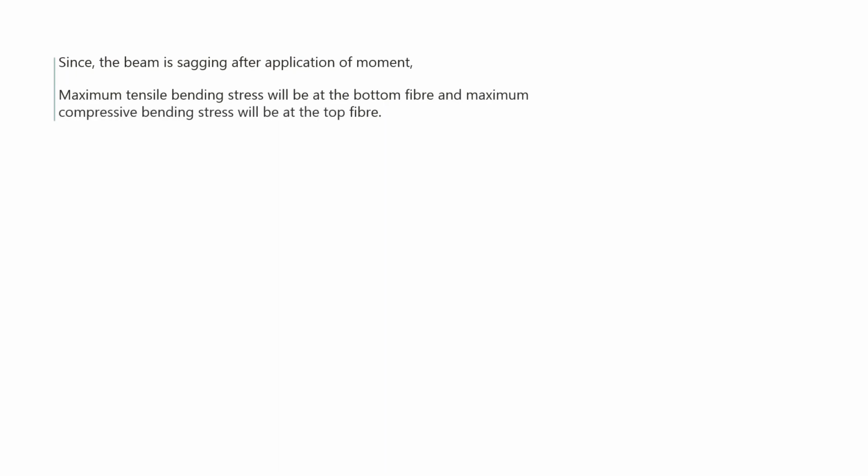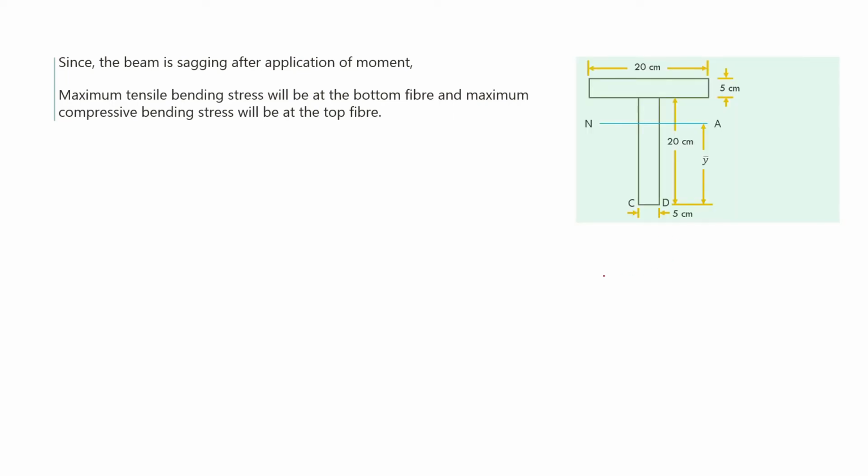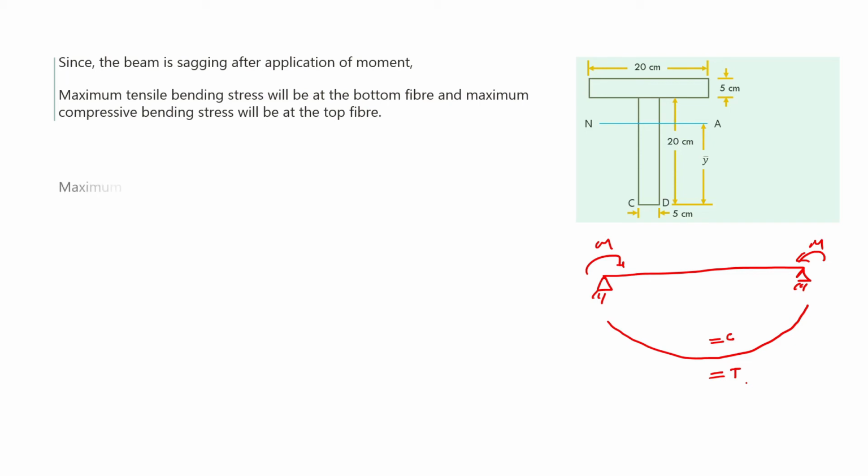Now since the beam is sagging after the application of the moment, we can say that the maximum tensile bending stress will be at the bottom fiber and maximum compressive bending stress will be at the top fiber. Means to say, let us say this is our beam. It is simply supported at the ends and the moment is acting something like this. So the beam is going to sag. Sag means it will bend something like this. Means at the top fiber the compressive stress will be there and at the bottom fiber the tensile stresses will be there. So let us find out the value of maximum bending tensile stress and maximum bending compressive stress.